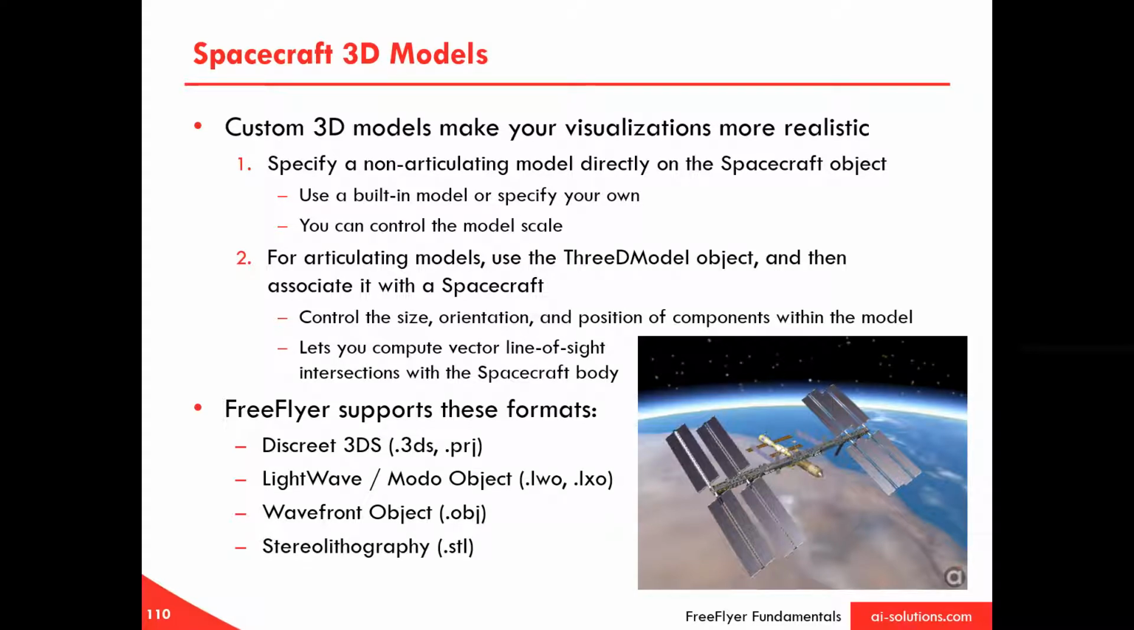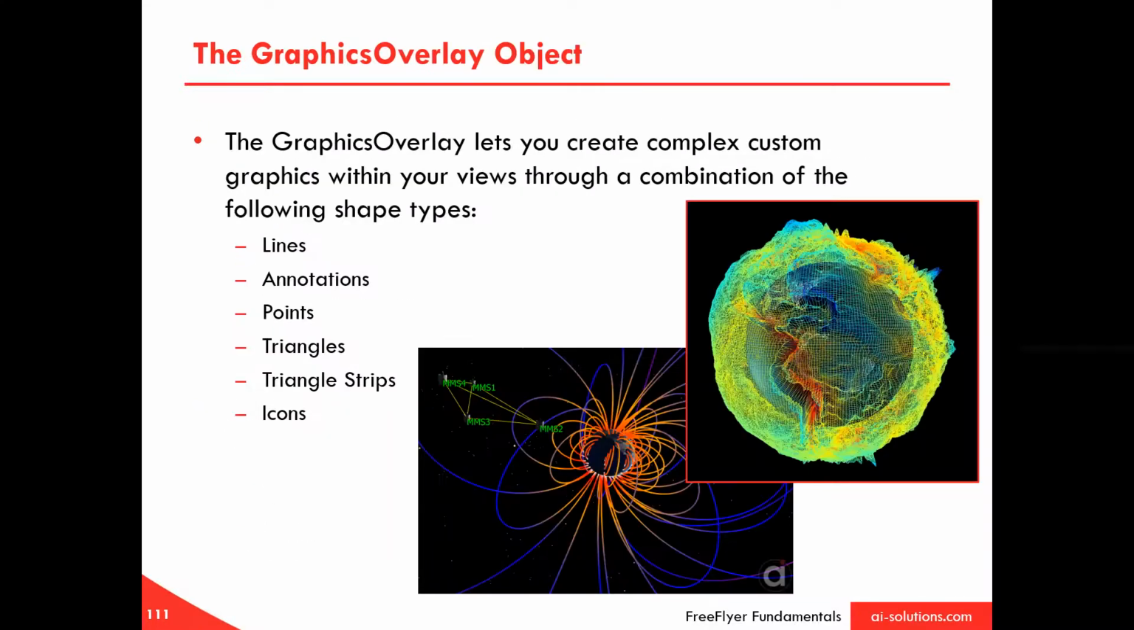This list shows the file formats that FreeFlyer supports for 3D models. The Graphics Overlay Object is a very powerful object in FreeFlyer that lets you create custom graphics by drawing completely arbitrary lines, points, triangles, triangle strips, and then also icons and text annotations. These two screenshots show examples of how powerful this feature is.